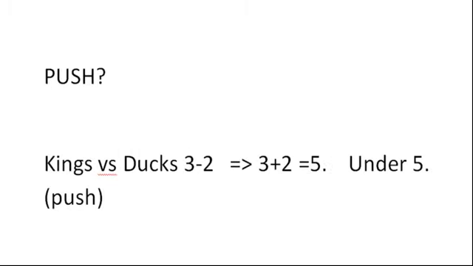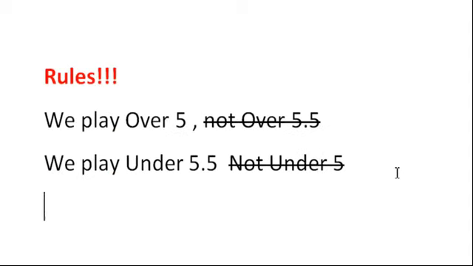Another example is a push. Now what is a push? For example, you're playing a game under 5 exactly, without a half. Now you have Kings against Ducks and the game ended 3-2. When you add the scores, it comes up to 5, which means you got exactly the same number as you played. So in this case, your bet is returned since you didn't really win or lose. That's called a push. Here are two important rules for you to remember when using the totals predictor.